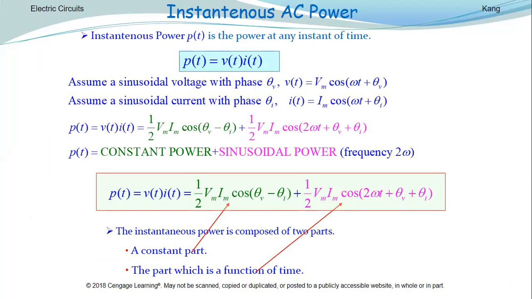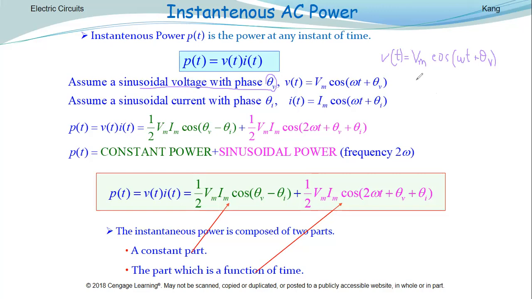Now, assuming a sinusoidal voltage, it will be written as v(t) equals Vm cos(omega t plus theta v). This is the sinusoidal voltage with a phase, normally known as theta v.